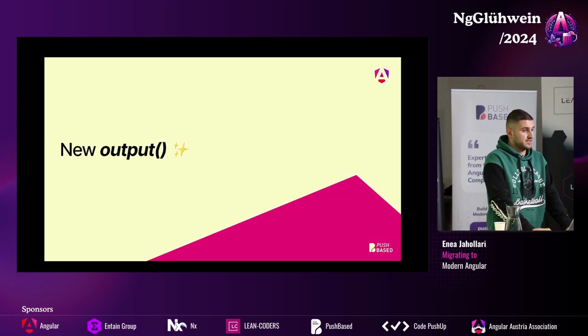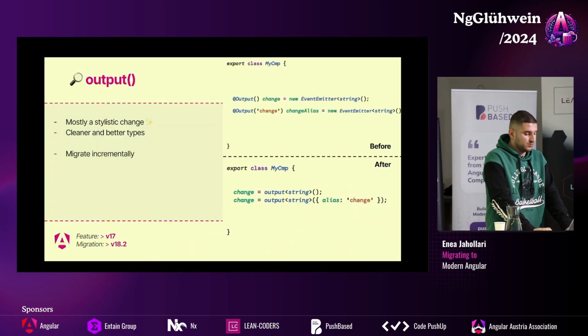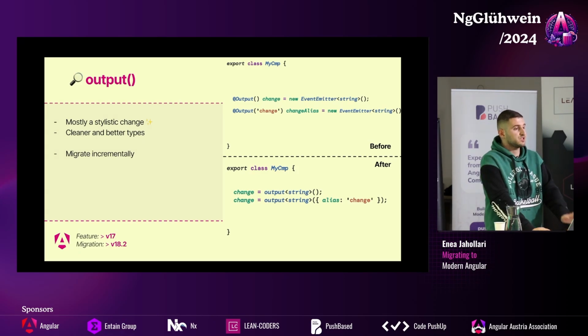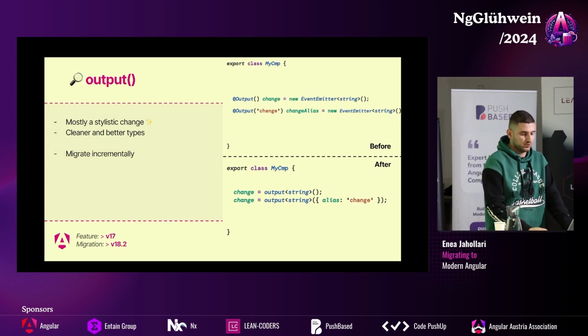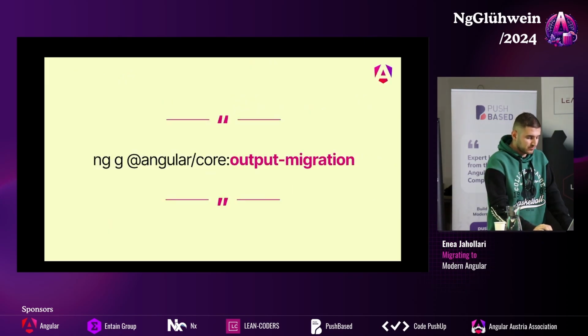Outputs. Outputs are not signal-based, but it was needed because it would just look weird to have decorator-based APIs and not decorator-based APIs. So it's a stylistic change. It has better types than the old one. And of course, you can also migrate incrementally. This will just work the same way as the old inputs. You can also emit from these outputs. And of course, you can migrate to them just by doing output migration.